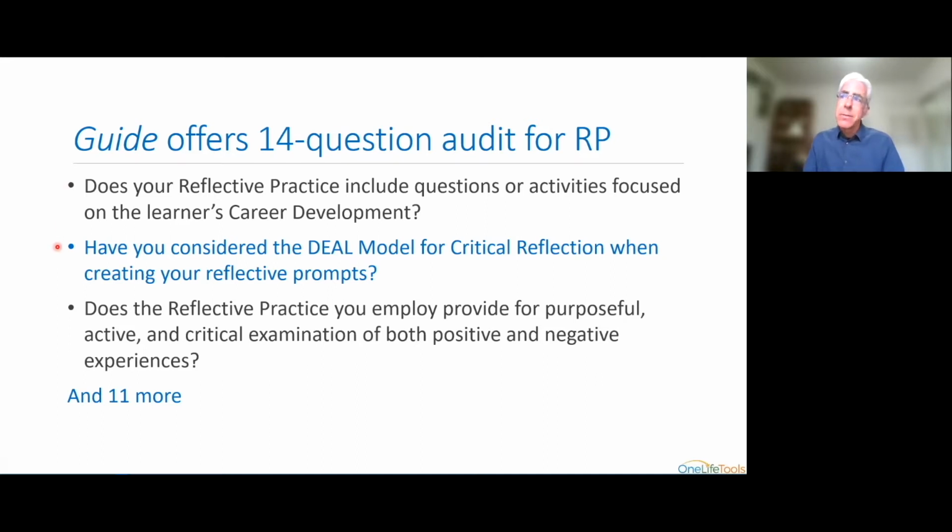Have you considered the DEAL model for critical reflection? There are a lot of great frameworks out there for reflective practice. The DEAL framework is one of them. It's an acronym. It stands for Describe, Examine, and Articulate Learning. So describe is just getting somebody to describe what happened. Examine is to look a bit more carefully at some of the skills they might have got out of it. And then articulate learning is trying to really say what happened for me, what do I now know, or what do I like or don't like based on that. So that's a really useful way to think about how to structure your prompts.